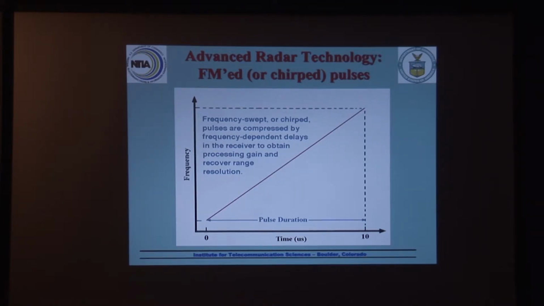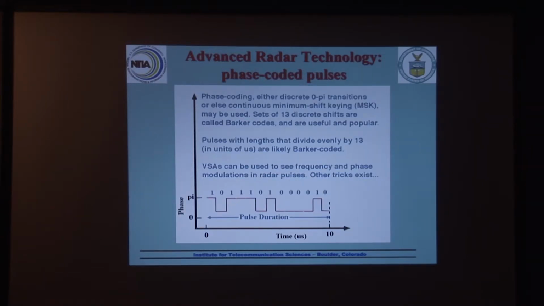And when these pulses are received, they pass into a set of frequency-dependent delays inside the receiver, which actually compress the pulse in the receiver down to, say, a 1 microsecond pulse width, and now we get our range resolution back. The other parameter that we can modulate is phase.